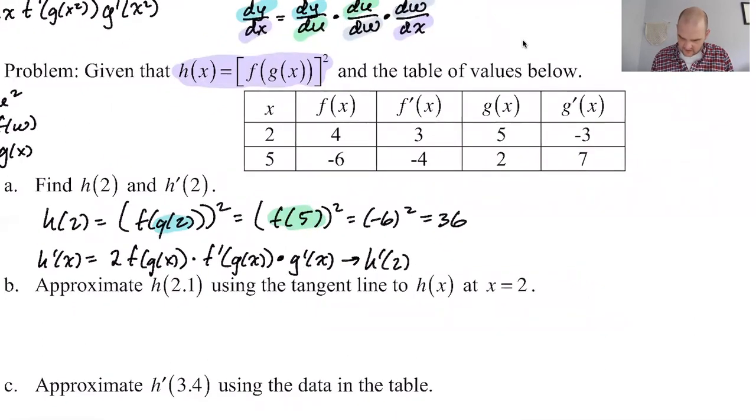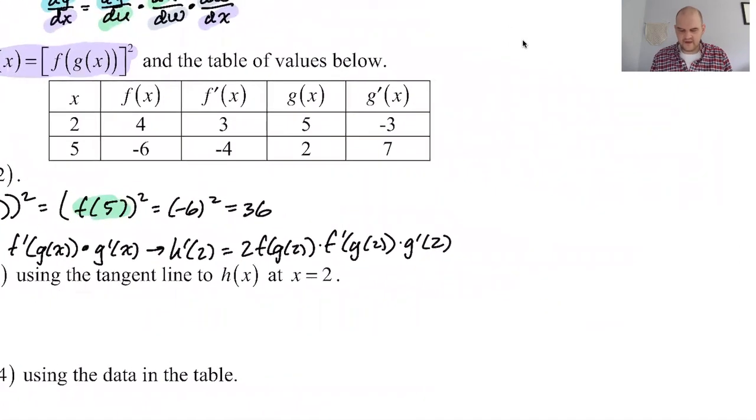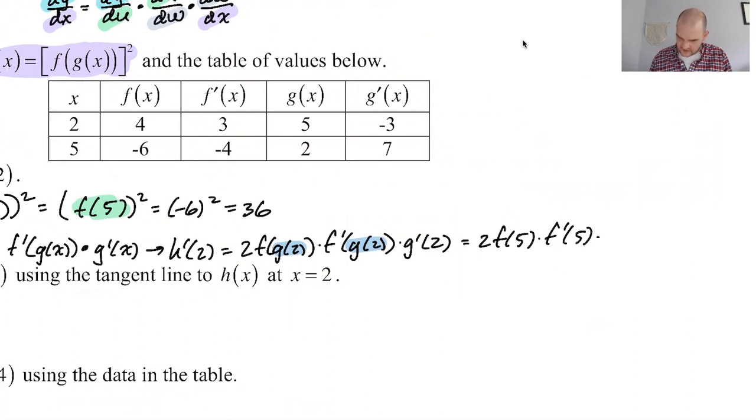So h prime of 2 is going to be 2 times f of g of 2 times f prime of g of 2 times g prime of 2. Write it out. There's nothing wrong with that. And then do it a step at a time, right? I first need to find g of 2, and I'm going to replace both of those with whatever I find. So g of 2 is 5. So it's going to be 2 times f of 5 times f prime of 5 times g prime of 2, which you can actually just read off as -3.